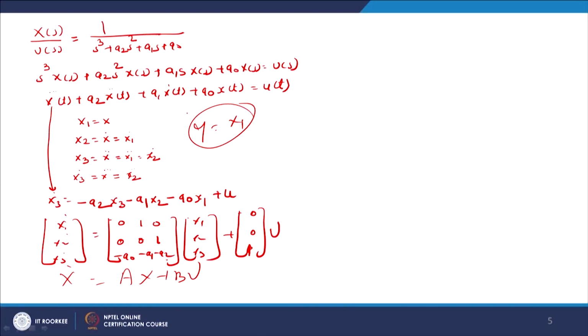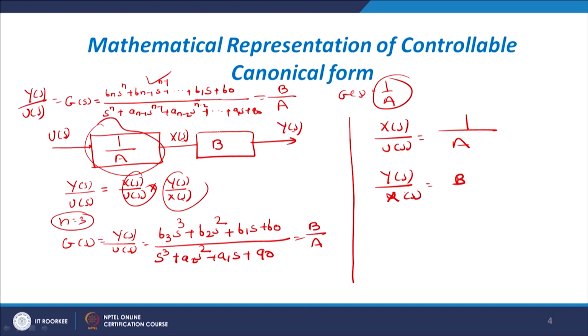Now, we want to write an output equation. Last time when the numerator is 1, we took output y equals x1 only. But here this is not like this, because here Y(s) by X(s) is one transfer function, so that transfer function is b3 s cube, b2 s square, b1 s, b naught.